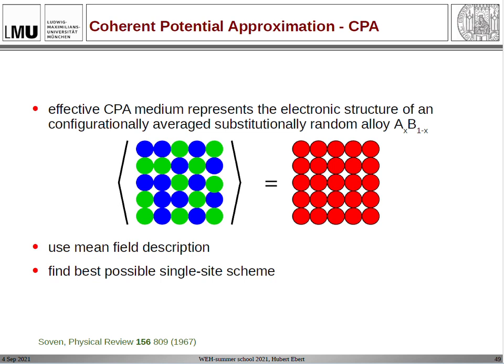And the idea here is, at the end, nothing else than that we use a mean field description. That means what we look at is a mean field just in the spirit of the Weiss theory of magnetism. And the other restriction is that it's a single-site theory, but one can show that it's really the best one you can do on that level.